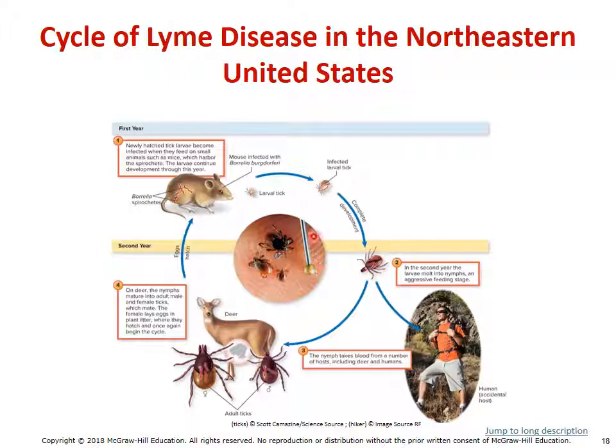So we found out pretty quickly that one tick species in particular was capable of transmitting this pathogen, and that tick is called Ixodes scapularis. What it is, again, is the black-legged or deer tick, and again this tick has a very specific range.